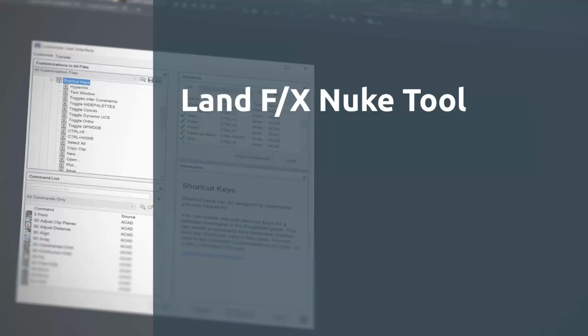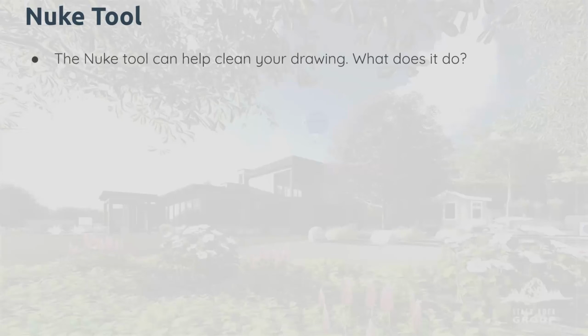After that, we're going to talk about how we at LandEffects recommend you address drawing corruption. And a big portion of that is going to be the nuke tool. The nuke tool is a very powerful tool that automates a number of processes. And when we get into the demonstration, we'll talk more exactly about what it does.